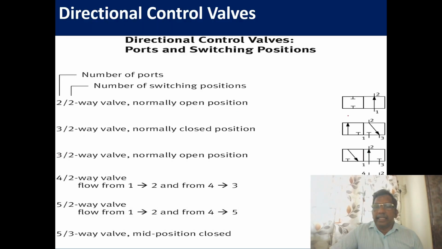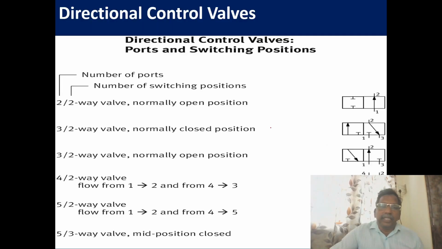So the first one we can see here, we are having 2 ports and 2 positions. It may be once it will be a default position, a blocked position. Then whenever it's switched on, it takes this position, so flow will be there. Just like a switch or a limit switch, you can use this 2 by 2 valve or 3 by 2 valve. Then some of them are normally open, some of them are normally closed. It depends upon the default position. It may be normally open or normally closed. Then 4 by 2 valves.